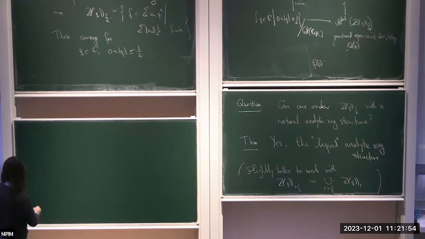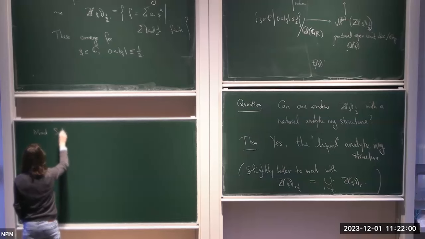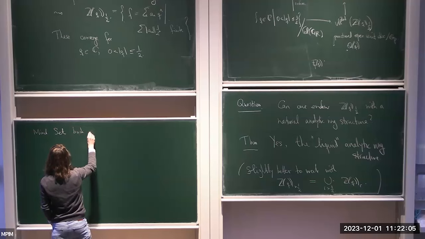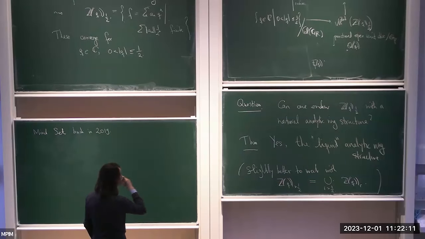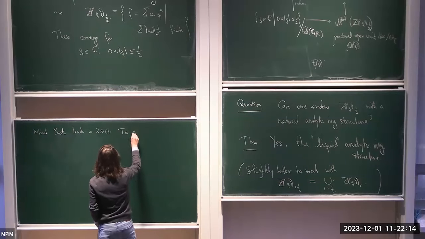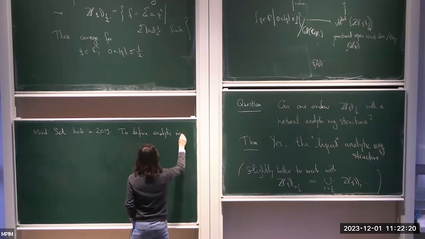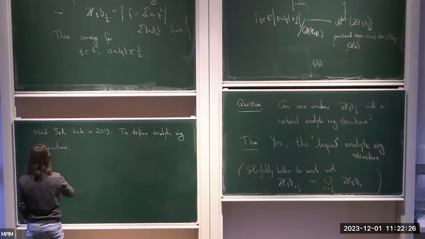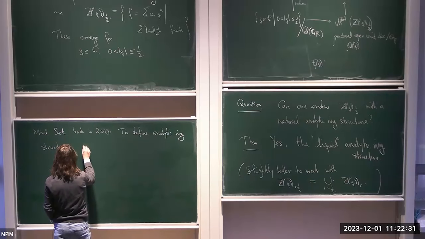So, let me make a kind of somewhat philosophical or personal digression. So the mindset back when we did this, back in 2019, or rather very recently, was that if you want to define an analytic ring structure, what you should do, and what we've somehow done in all the examples where we produce them, is to describe the free complete models.